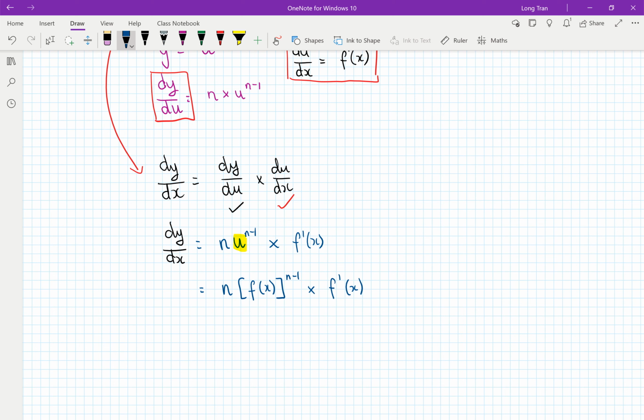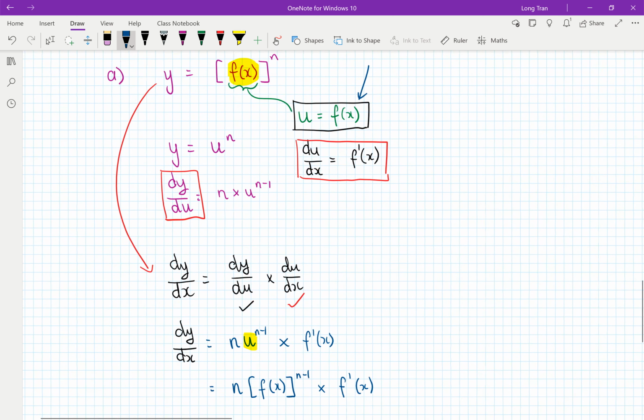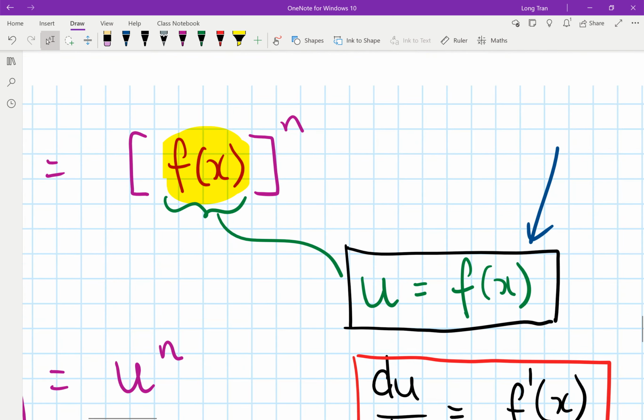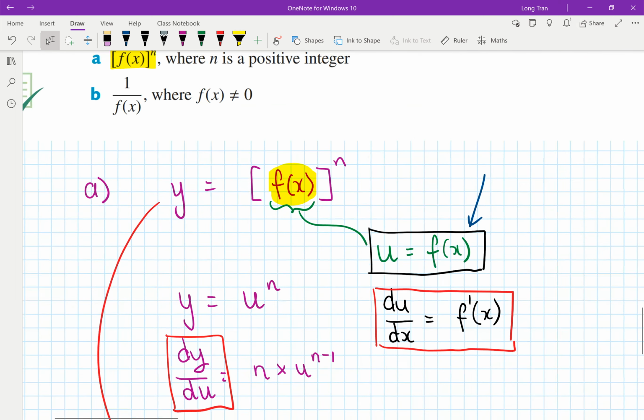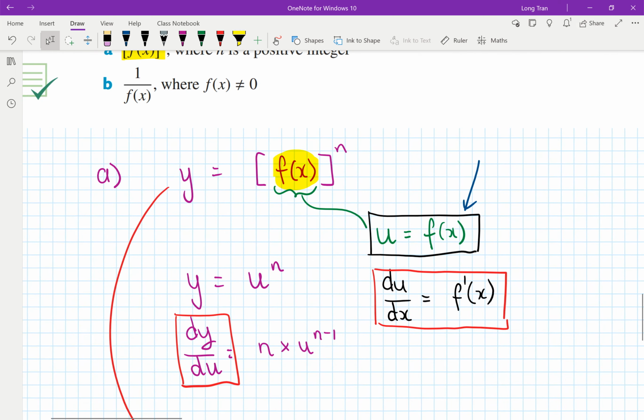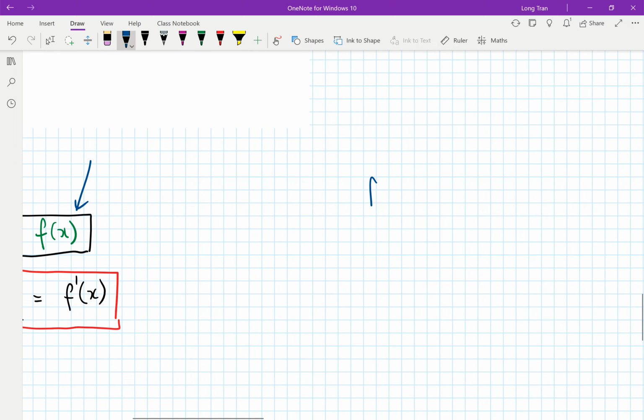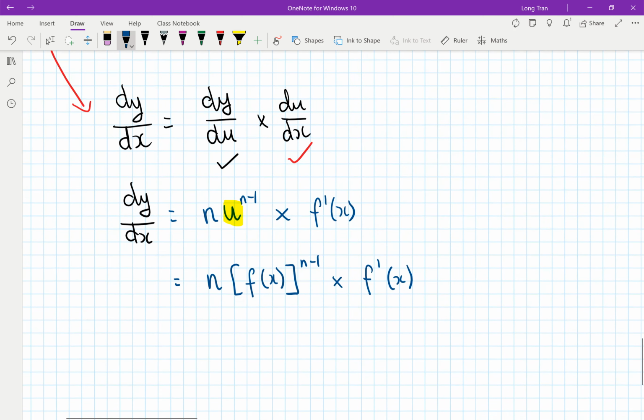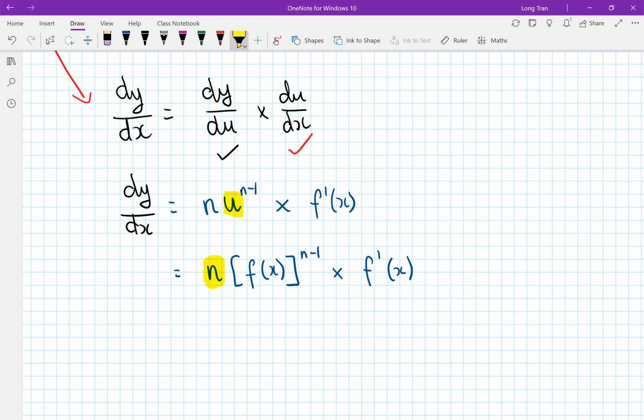There you go. What it's trying to say is that we don't know what f of x is right now, but no matter what it is, whatever kind of function you have, to the power of n, you can find the derivative by multiplying by n, which is the power, keeping the function to the power of n minus 1, and then multiplying by the derivative of f of x.